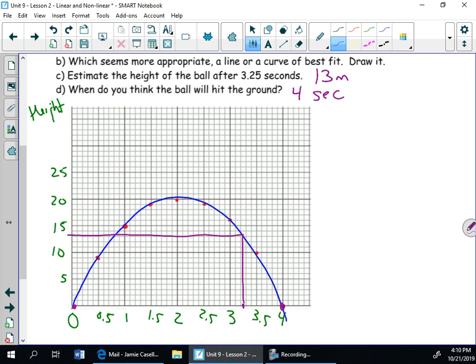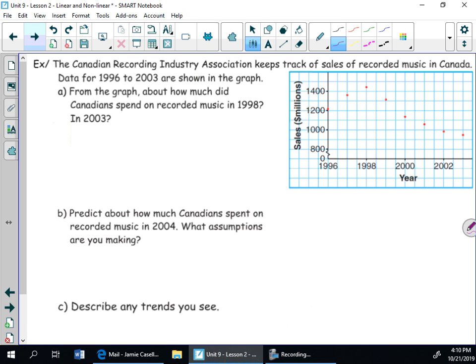And one more for you guys. The Canadian Recording Industry Association keeps track of sales of recorded music in Canada. Data for 1996 to 2003 are shown from the graph. About how much did Canadians spend on recorded music in 1998? So here's 98. If I go up and I go across, what is that? Well, this is 1200, so that's 1300. That's 1500. Somewhere in between 1400 and 1500.